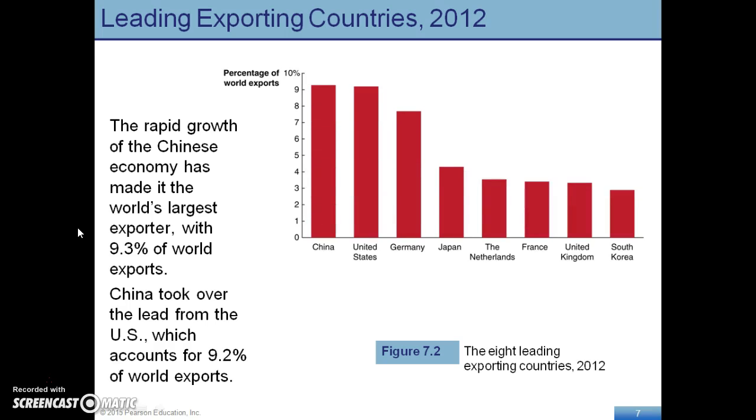So look at the percentage of world exports. You notice that the Chinese economy is basically the world's largest exporter. 9.3% of the world exports go to China. China took over the lead from the U.S., which accounts for about 9.2%. China probably will be the largest economy in the world as well. But exports is one of the big advantages right there.